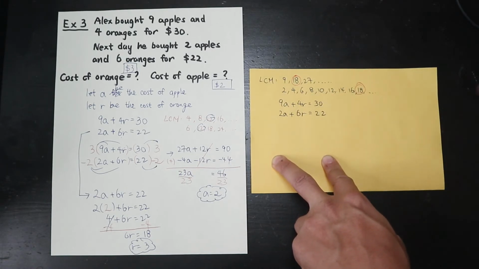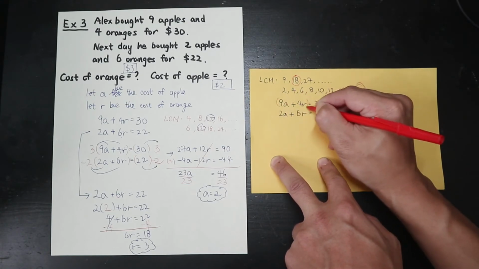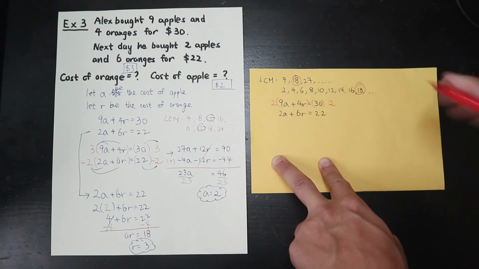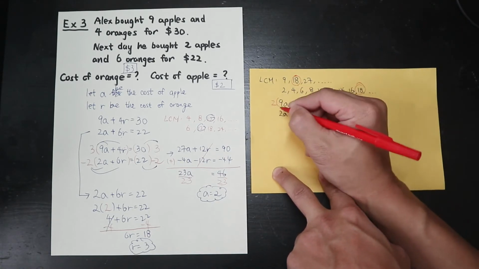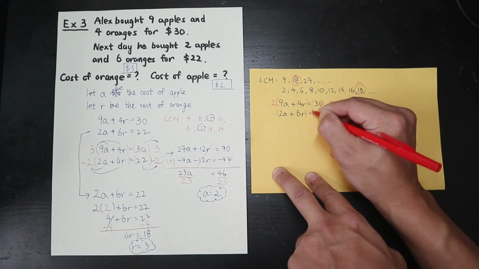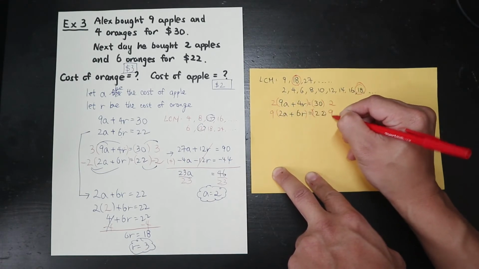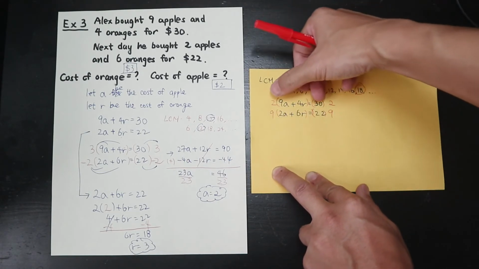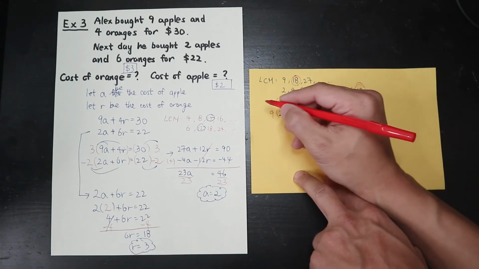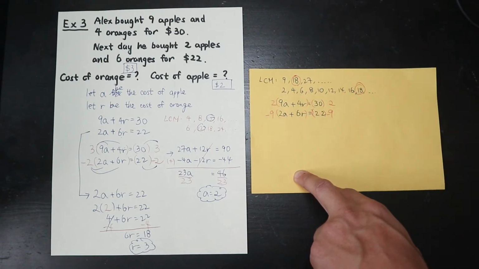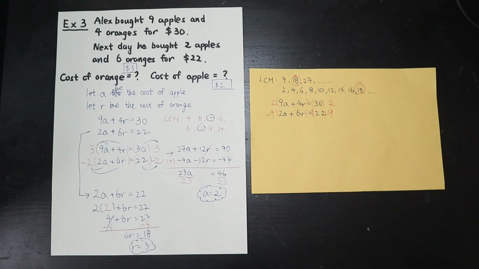Now let me ask you, 9 times what number is 18? Well, the answer is 2, so you're going to multiply the first equation by 2. What about the second equation? 2 times what number is 18? The answer is 9, so we're going to multiply the second equation by 9. But you notice that 2 times 9 and 9 times 2 both give positive 18, and you need one of the 18s to be negative. So you multiply one of the equations by a negative number. In this case, I choose the second one.